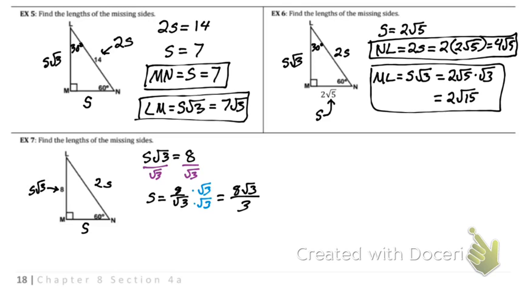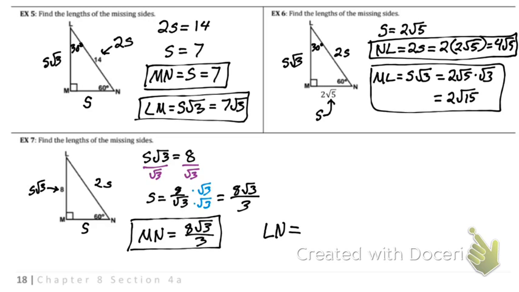There's no way to simplify that. So that means MN, which just equals S, is going to be 8 square root of 3 divided by 3. Can someone tell me what LN would equal then? Yeah, it would be 16 square root of 3 over 3 because it was 2 times S. So 2 times 8 square root of 3 over 3 equals 16 square root of 3 over 3.